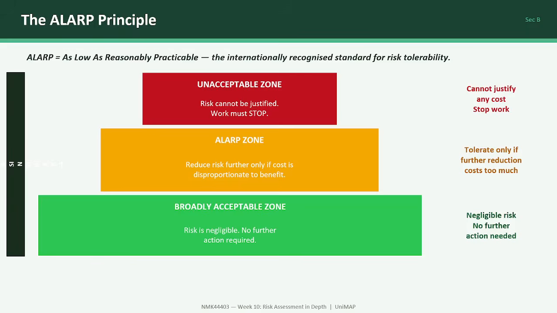ALARP is not just a concept, it is a legal defense. If DOSH investigates an accident and asks, "Did you do everything reasonably practicable to prevent this?" Your HIRAR form, your control implementation records, your monitoring data, and your review history are the evidence that you operated in the ALARP zone. If you cannot show that evidence, you are likely to be found in breach of OSHA.